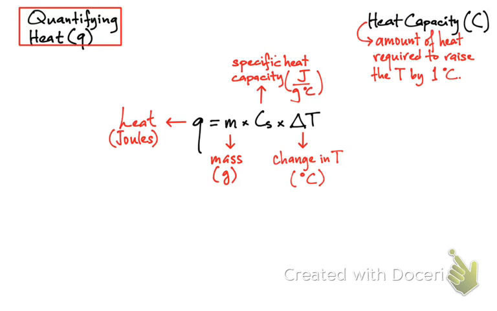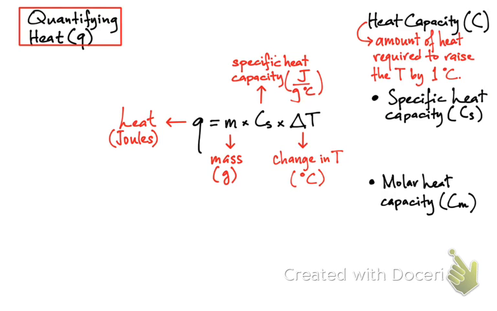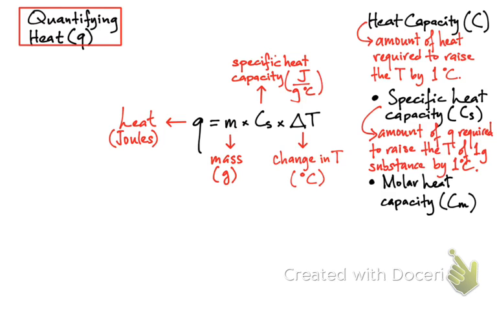Heat capacity with the symbol capital C is defined as the amount of energy required to raise the temperature of a substance by 1 degree Celsius. There are two types of heat capacity. The first one is a specific heat capacity with the symbol CS. And by definition, this is the amount of heat required to raise the temperature of 1 gram of substance by 1 degree Celsius.